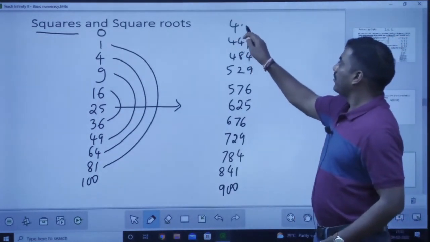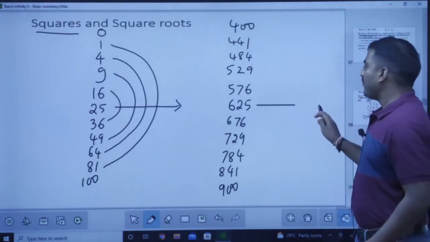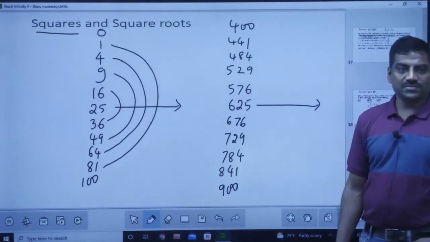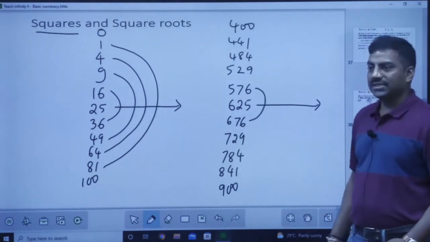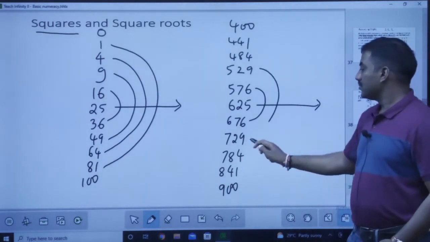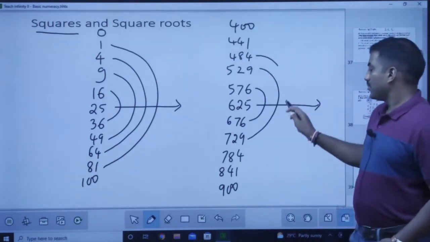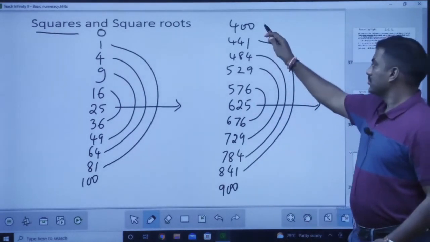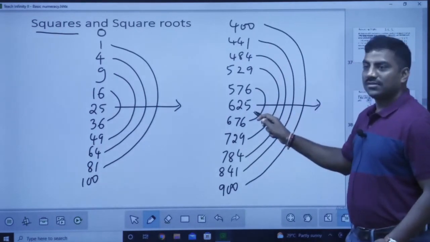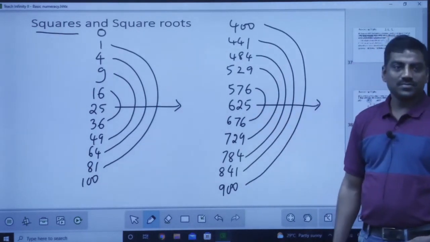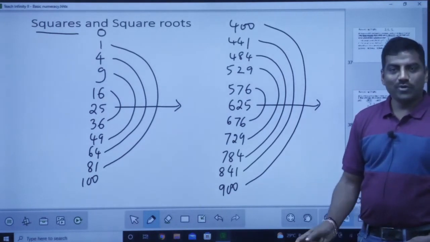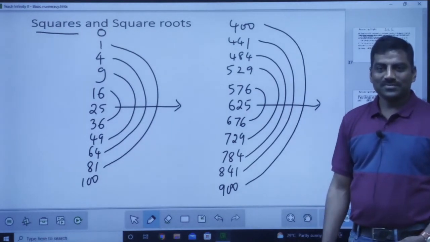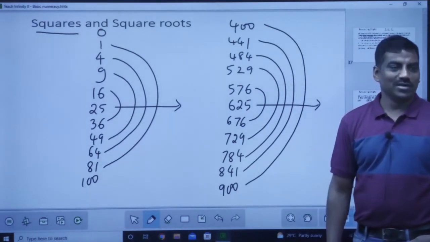20 square is 400. This is 25 square. Look at the last 2 digits of the squares. 76, 76. I know these, that is why I could write this. So beautiful is maths. If you go on finding patterns, you will get completely immersed into that world.